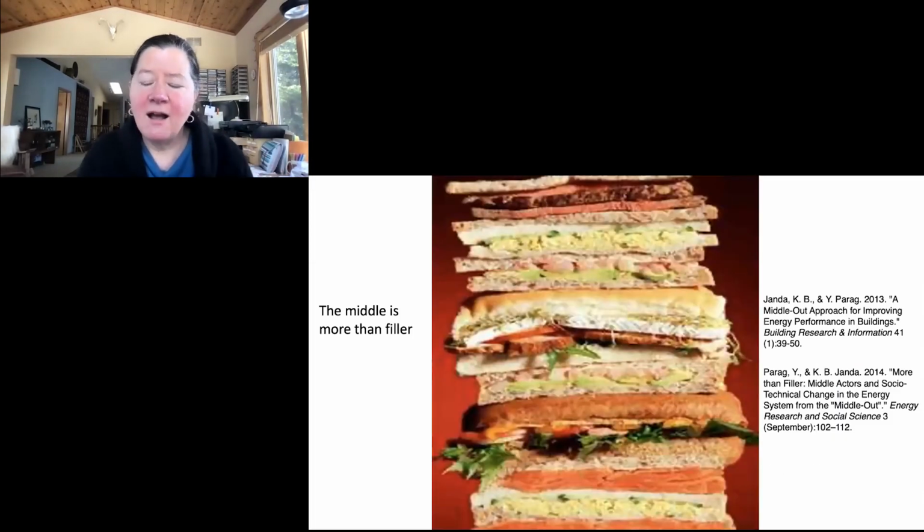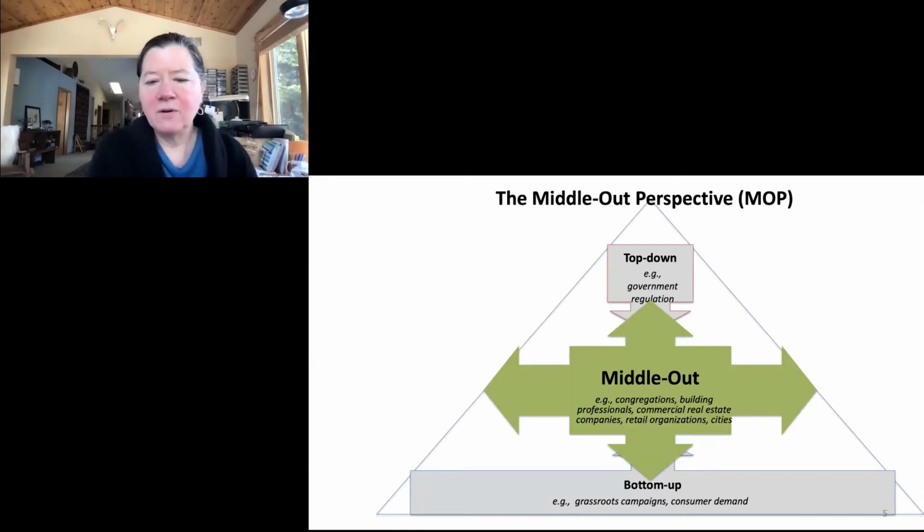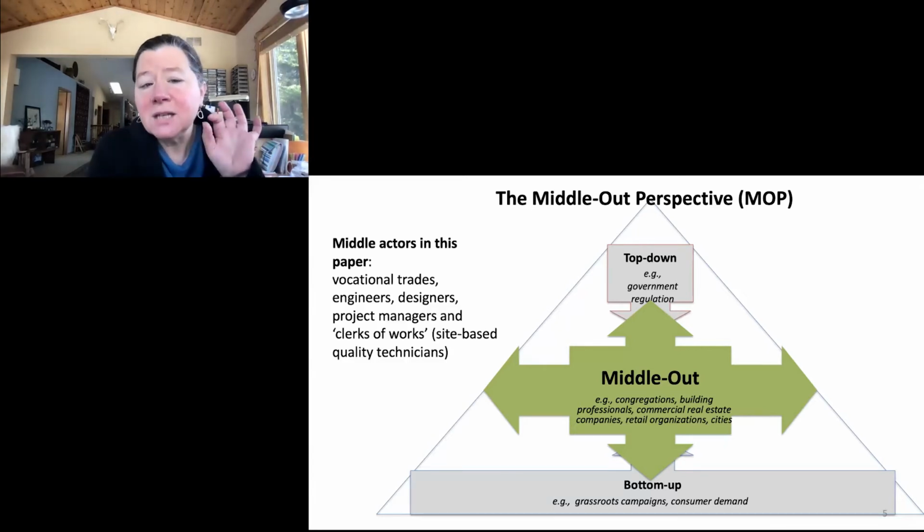My colleague Yael and I started thinking about this about 10 years ago, where we think that the middle is more than filler, that actually the sandwich has a lot more going on than just a thin layer in the middle. We've written some things about that, which I'm not going to go into here. But we use this idea to really conceptualize change from the middle out. And we've looked at a number of different organizations in this. In this particular paper that I wrote with Kate and Alice, we're looking at vocational trades, engineers, designers, project managers, and clerks of work. So that actually bridges the vocational training that Gavin was mostly talking about and the professional training that I think Malini is going to talk about.